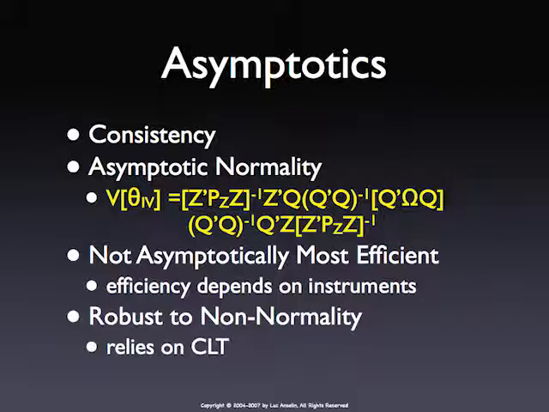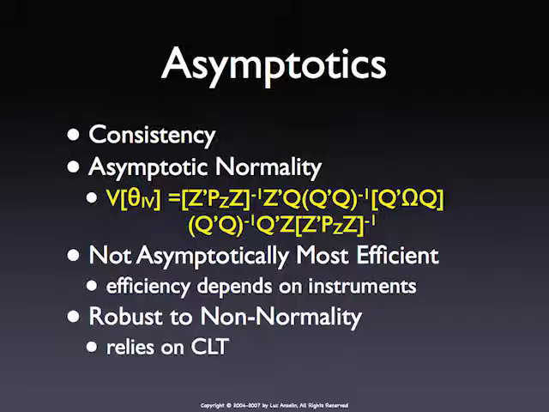They are not the most efficient, meaning that there are other estimators that can get you smaller variance in the limit, maximum likelihood being one of them. And the good thing about them is that you haven't heard me say once, I assume normal distribution. You don't need it. Why don't you need it? Because you get it through the central limit theorem.